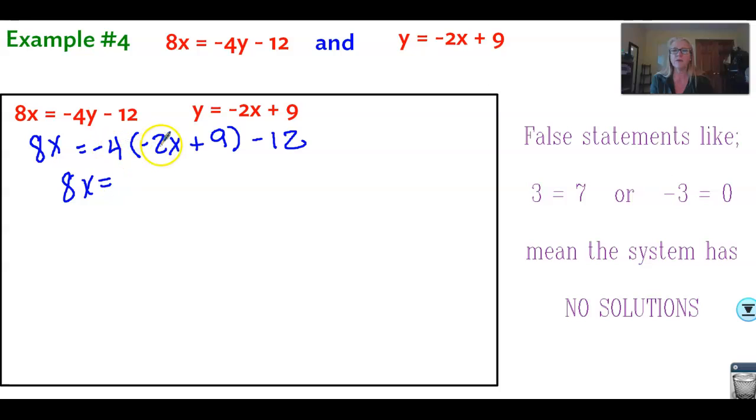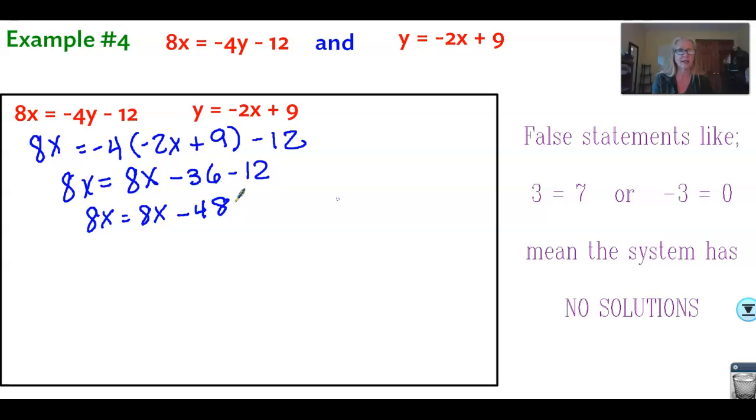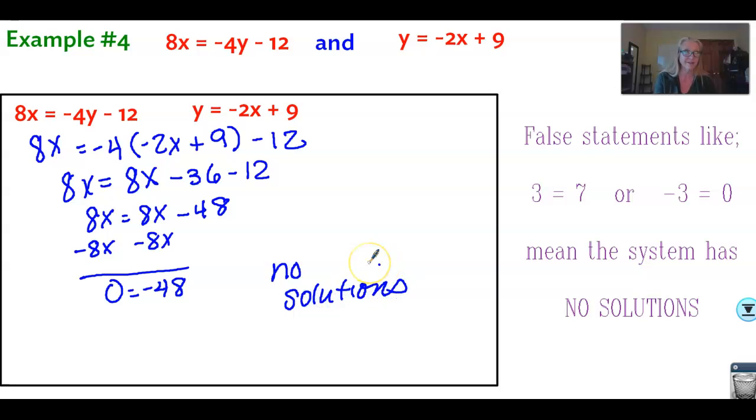8x equals -4 times -2 is positive 8x. -4 times positive 9 is -36 minus 12. Well, if I combine like terms, 8x, and already your math brains are going, this doesn't look right. How can 8x be equal to 8x minus 48? It can't, right? If you subtracted 8x from both sides, you would get that 0 is equal to -48, which we know is not true. Therefore, this is a false statement, and this system has no solutions. You're going to like these real well because they're a lot less work. So, false statement, no solutions.